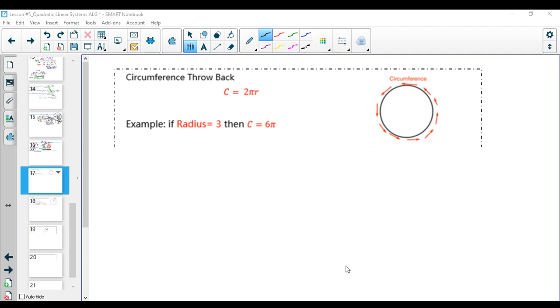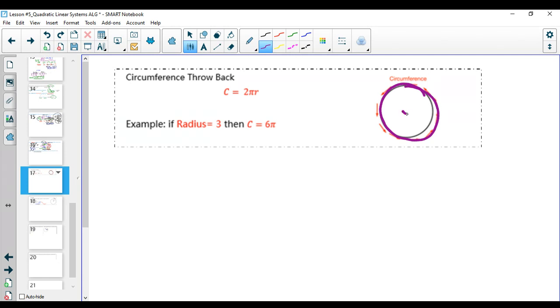Hi everyone. So today we're going to do arc length, which stems from the lesson that you learned back in 7th or 8th grade about circumference. Circumference is the outside perimeter of a circle, right? So it's this piece here. And we know the formula is C equals 2 pi r.